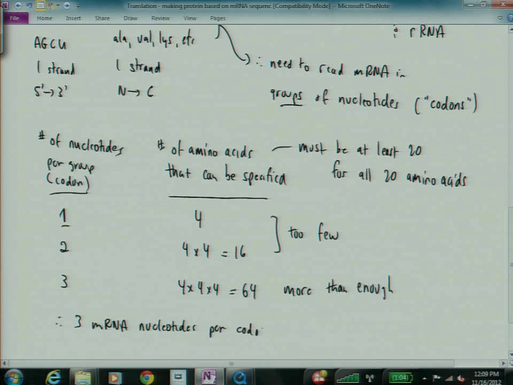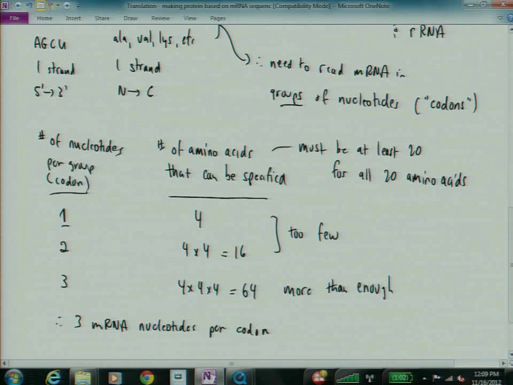And again, it didn't have to be sort of as neat as that. And when Watson and Crick and all their buddies were working on this, they thought, huh, wouldn't it be cool if it was 3? The math would work out kind of nicely. And it turns out that it does. It didn't have to, but it turns out that it does.